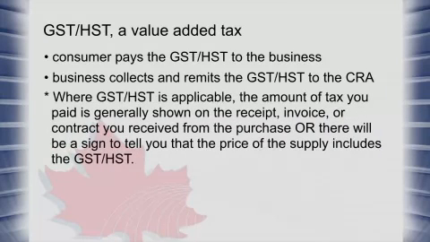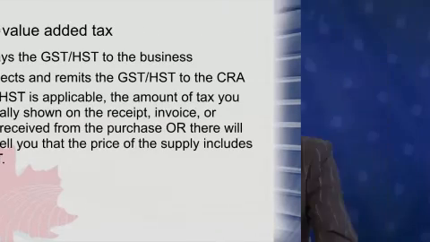When you buy goods or services where GST/HST is applicable, the amount of tax you paid is generally shown on the receipt, invoice, or contract you received from the purchase, or there will be a sign to tell you that the price of the supply includes the GST/HST. The CRA also collects excise taxes on certain manufactured goods and levies excise duties on products such as cigarettes, alcohol, and gasoline. Revenu Quebec collects the GST in Quebec on behalf of the federal government.